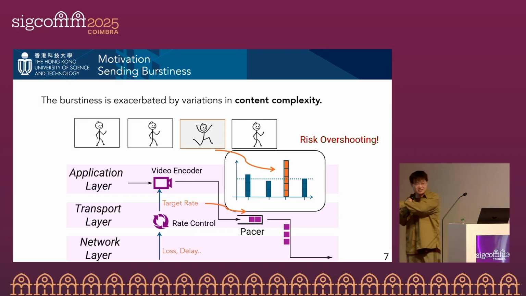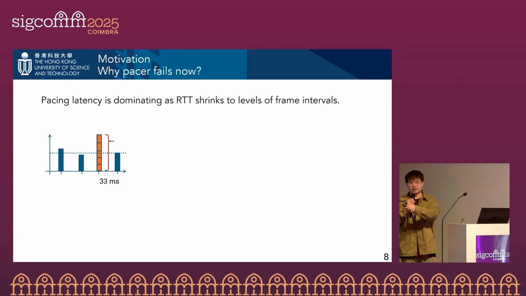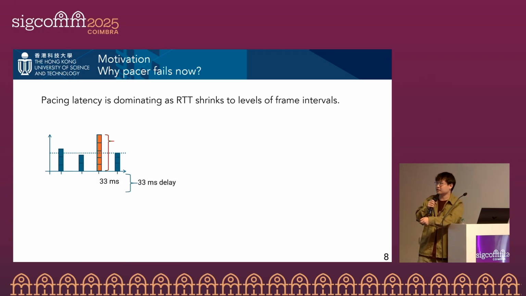Because pacing delay is actually a queuing delay. As long as it's a queue, it will have delays. And what we found in this study, the first reason why pacing latency is dominating, is that the RTT is now shrinking. Let's first take a look at what level the pacing latency is in. Still the 30 FPS example, we have frame intervals of 33 milliseconds. And the pacing latency for an average size frame, or a frame that follows directly the target rate, will be 33 milliseconds.